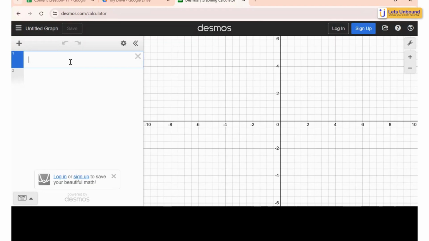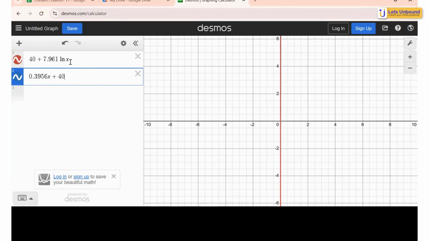For example, now I will have g(x), the graph was 40 plus 7.961 ln of x, here as a graph. And the second graph that we had was the linear approximation graph, which was with the rate of change 0.3956 x plus we had the y-intercept as 40.